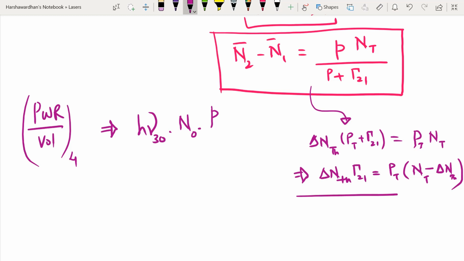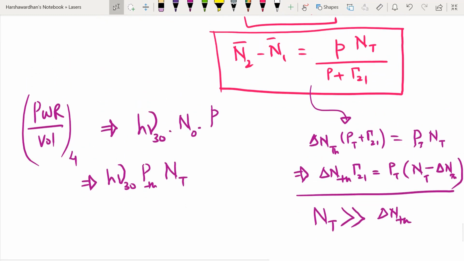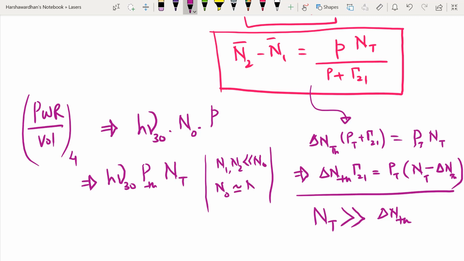I've simply rearranged this relationship, and clearly my N total is always much larger than delta N threshold, right? We'll even calculate this for the example, but that is clearly true. So you see that I can replace my power per unit volume as h nu 30 times P threshold. Now I'm looking at the minimum power required times N naught, which is more or less the total N, because in comparison to the inversion, the ground state population is essentially the most occupied. So what one is saying here is that my N1 and N2 are much smaller than N naught, and hence N naught is equal to N total.